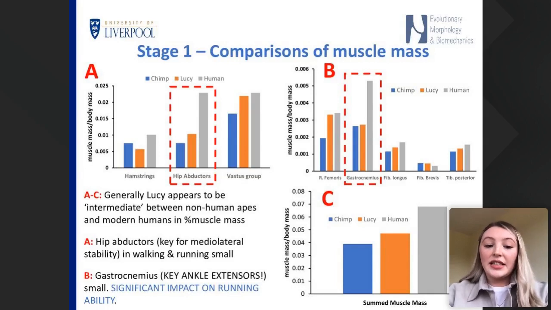So just to conclude, Lucy is therefore likely to be an intermediate in the primary evolutionary selection of running. Thank you for listening.